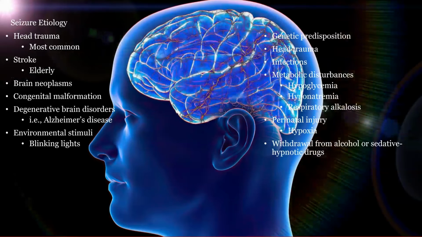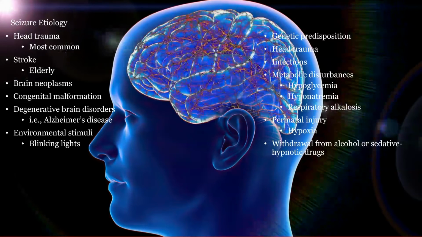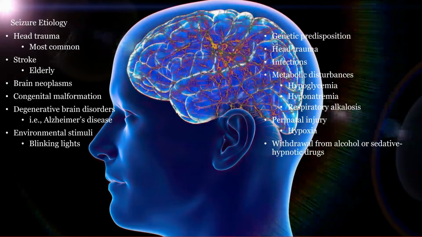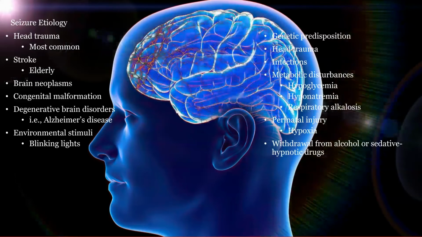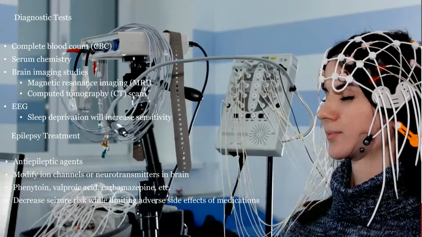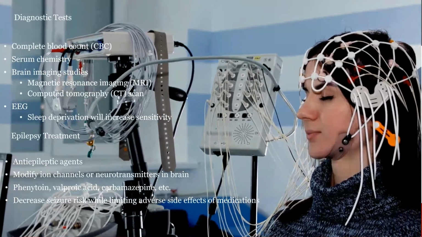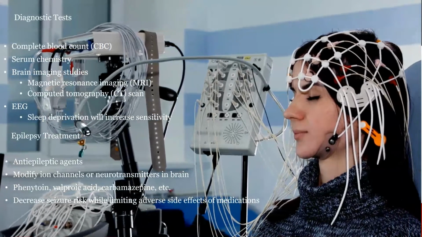Hypoglycemia, hyponatremia, respiratory alkalosis can cause seizures due to metabolic instability. Alcohol withdrawal seizures are very common in alcoholics. Evaluation with CBC and chemistry to look for metabolic causes, followed by brain imaging with CT and MRI.